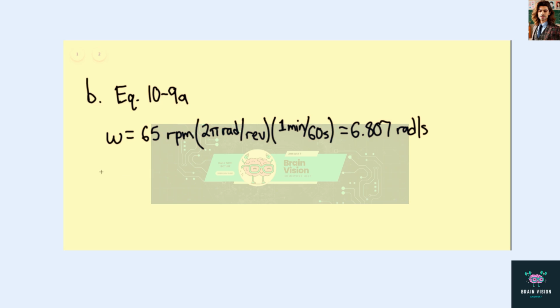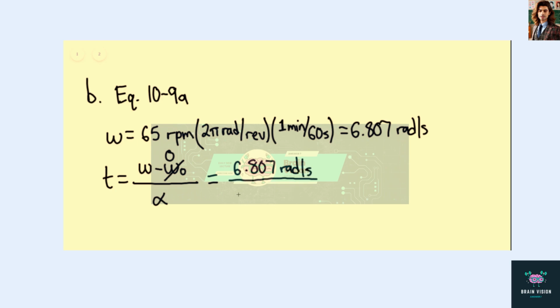And we can then say that time would be equal to the final angular speed minus the initial angular speed, which we know to be 0, divided by alpha. And so this would be equal to 6.807 radians per second divided by 0.6857, we'll round at the very end, radians per second squared, and we find that the time is going to be approximately 9.9 seconds. This would be our final answer for part B.